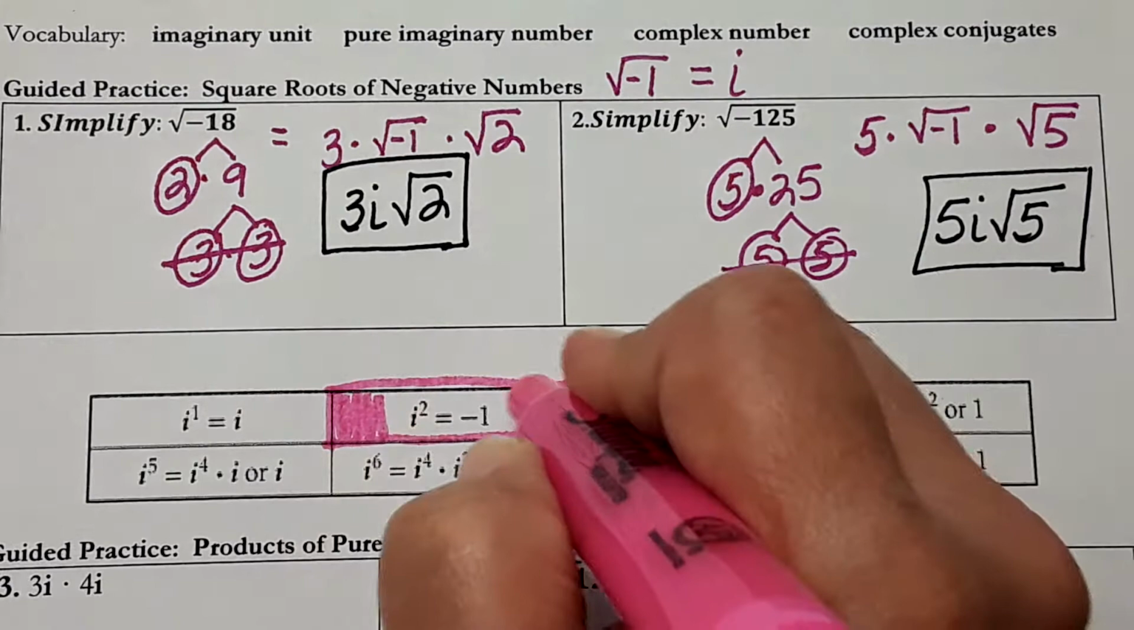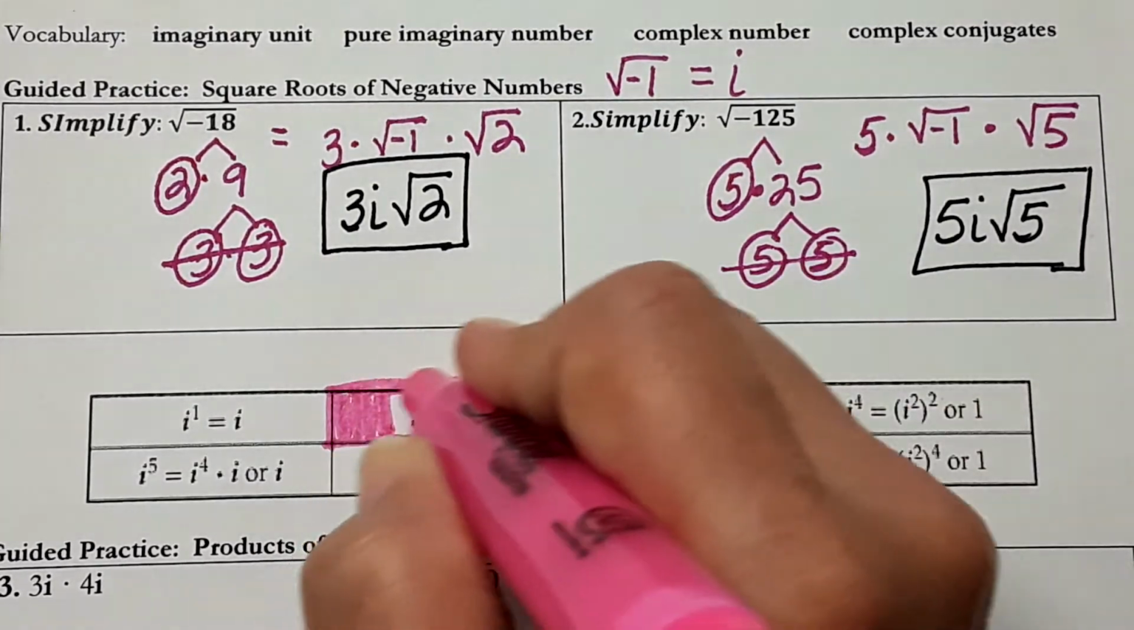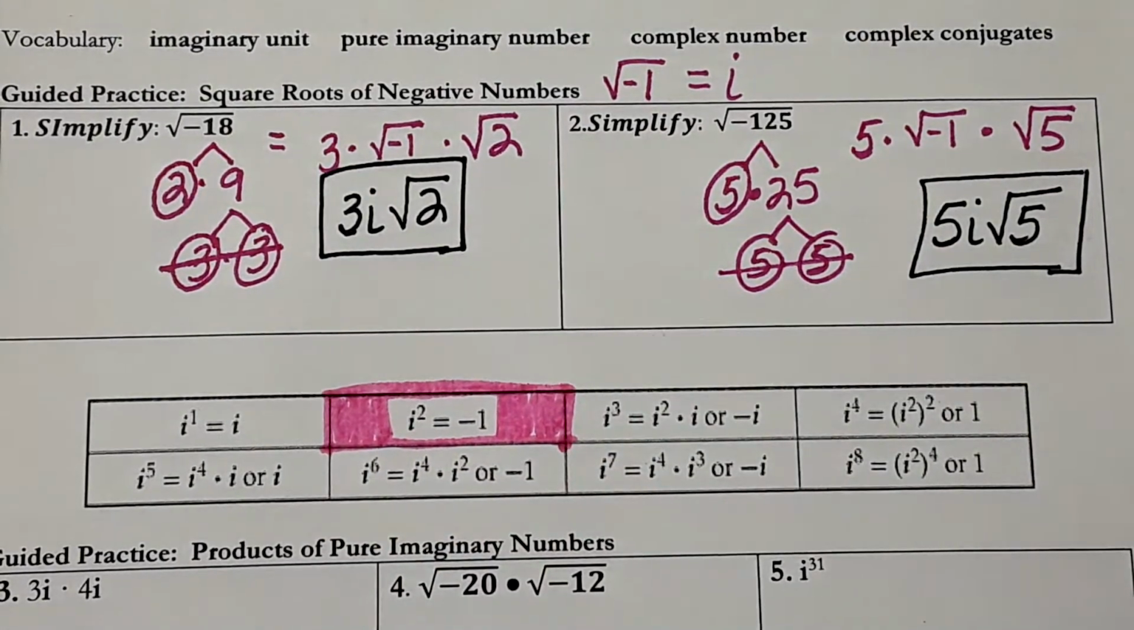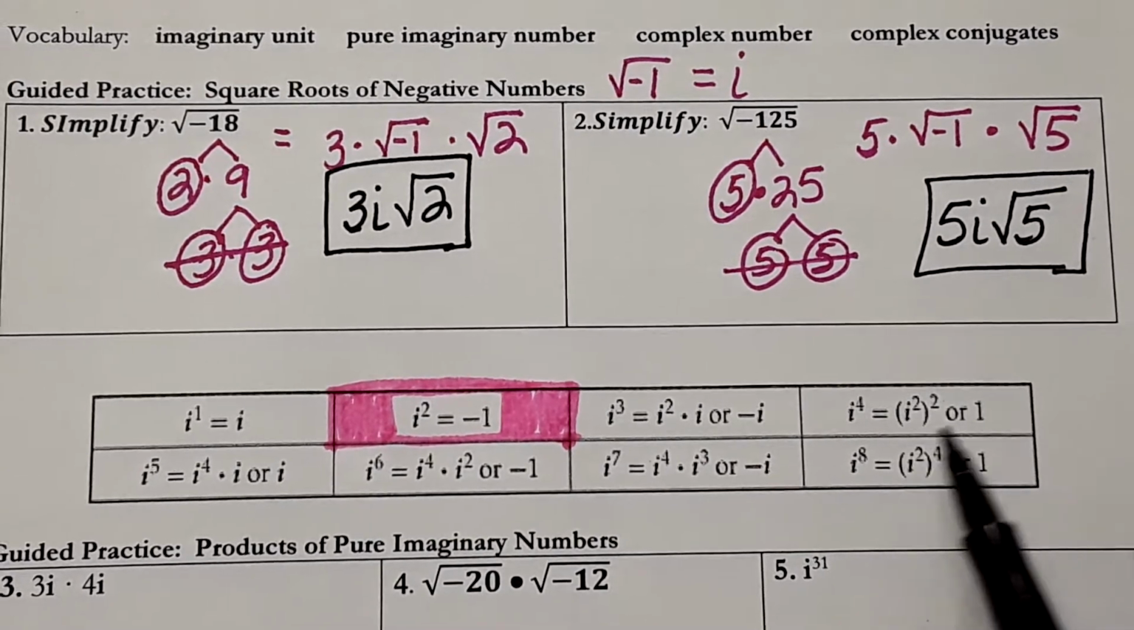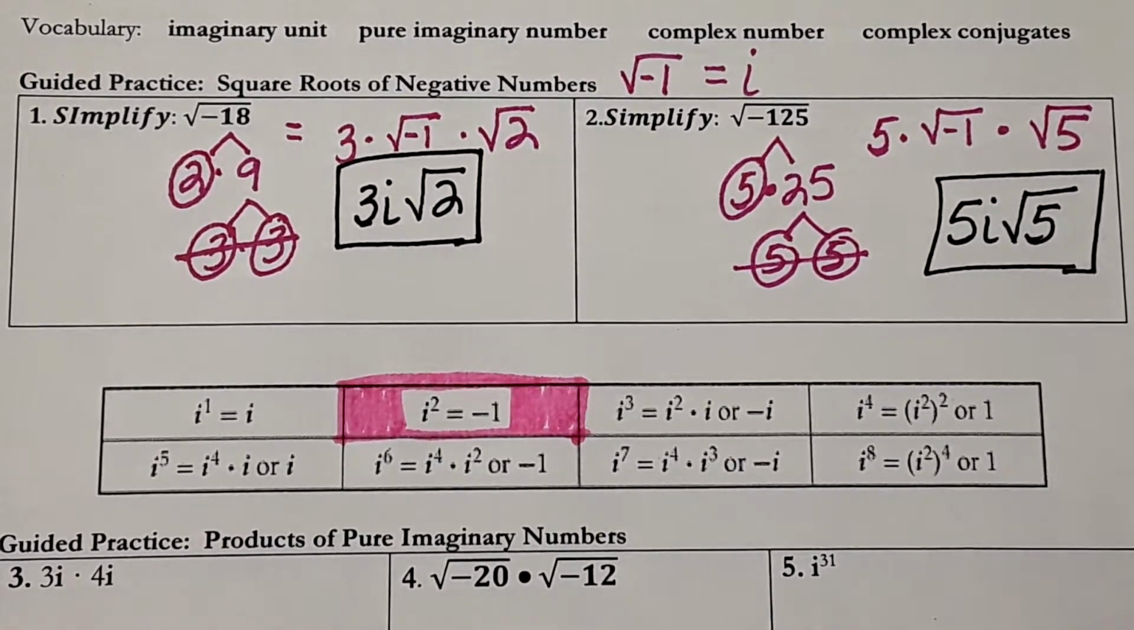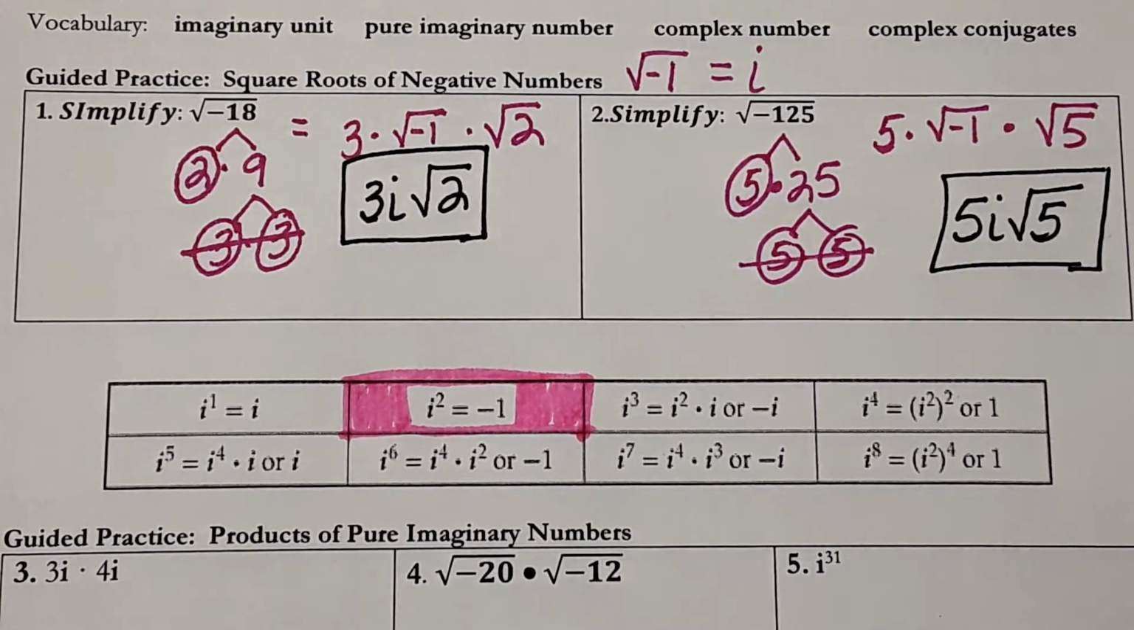You need to know that i squared equals -1. That is the most important one. Out of all of that chart, that is the most important one. You need to know that if you see i squared, you get -1. So you can break it up, and I'm going to show you how to break it up when we get to number 5. But for right now, I need you to remember that i squared equals -1 is the important one. Okay? You ready? Can I go to number 3?